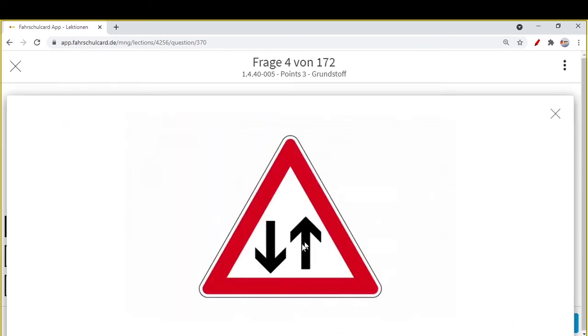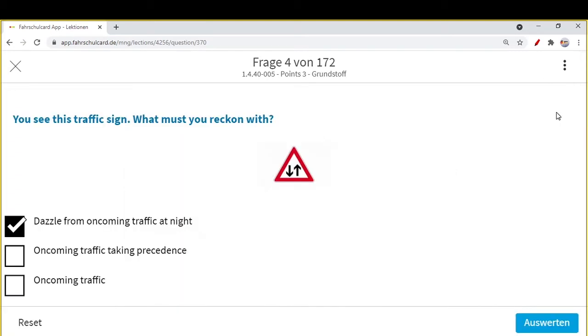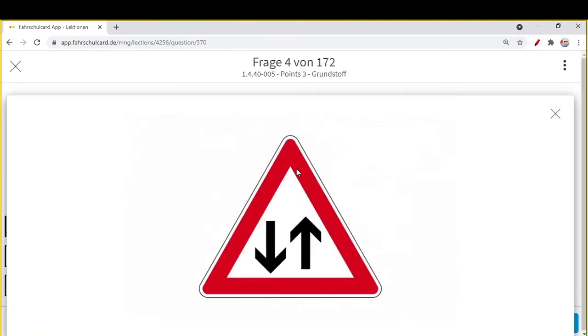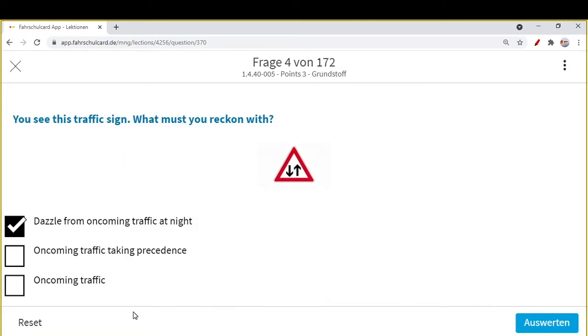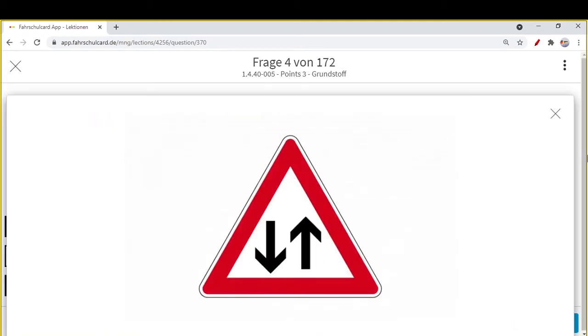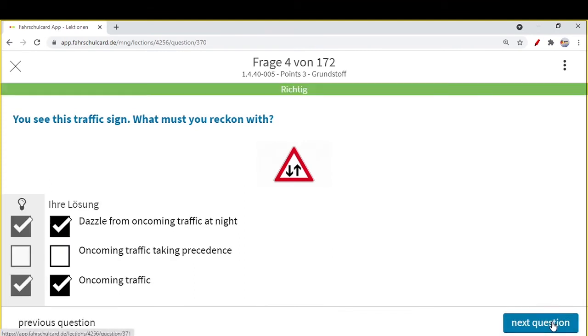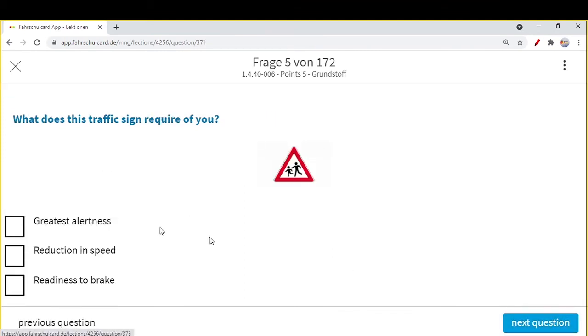Oncoming traffic taking precedence, no. If you see over here in this question, both the arrows are 100% same. In the previous question, one arrow was tilted, the other was straight, so the straight one had precedence. But in this case, both arrows are the same, both are similar. No oncoming traffic or outgoing traffic has precedence, both have the same priority. And what must you reckon with when you see this traffic sign, that I am going this way, there could be an oncoming traffic. It is very clear, oncoming traffic is here. So these two are the correct options. Let's move to the next question.